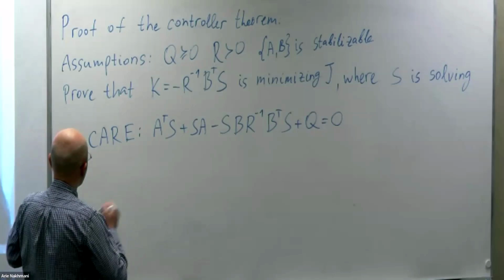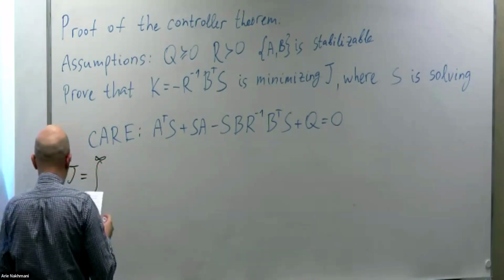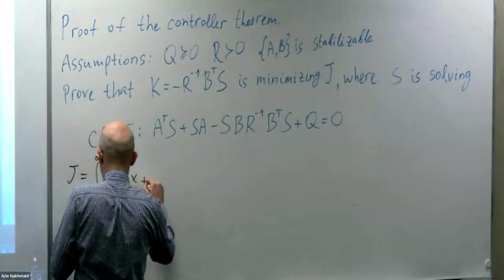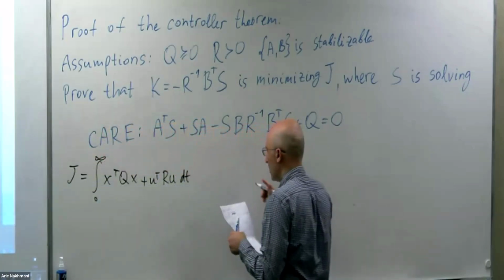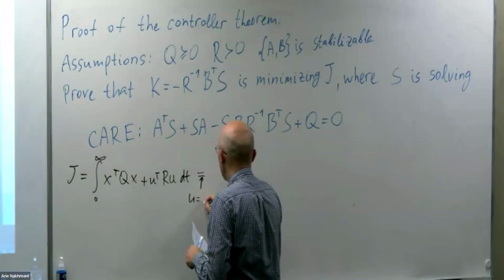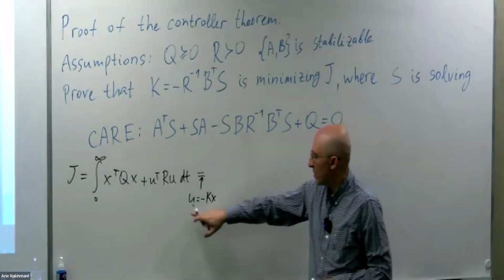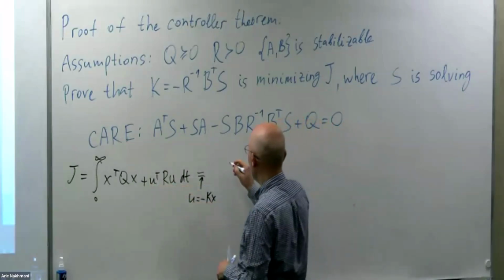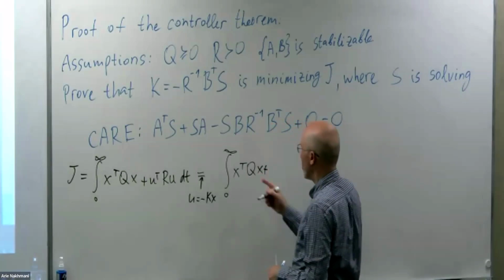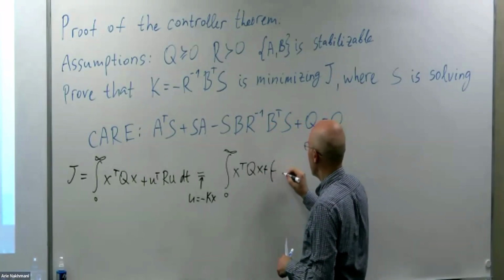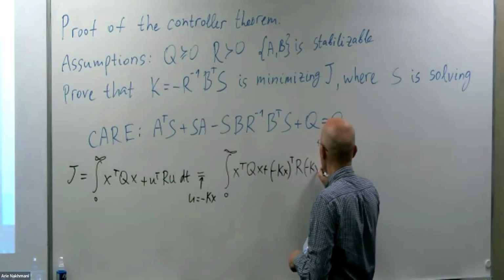So how do we do that? Let's start with J. Our J is the integral from 0 to infinity of x transpose Qx plus u transpose Ru dt, right? And our u is minus Kx. This is how we design the controller. So I'll just substitute the u here and here. Let's see what we get. We get the integral from 0 to infinity of x transpose Qx plus u transpose, which will be (minus Kx) transpose R (minus Kx).